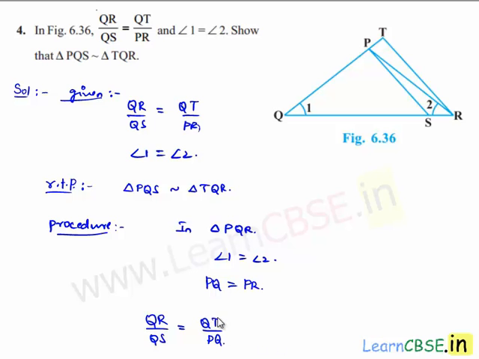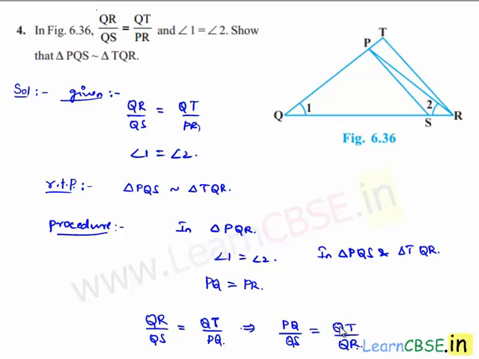Now if we consider this proportionality and compare it in triangle PQS and triangle TQR, this can be written as, by cross multiplication, PQ by QS is equal to QT by QR. Now if we consider triangle PQS and triangle QTR, PQ by QS is equal to QT by QR.